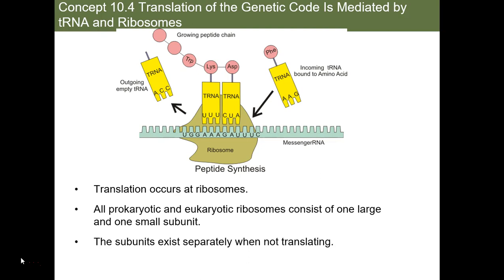Translation then occurs at ribosomes. Ribosomes consist of one large and one small subunit, and exist separately when not translating. Ribosomes are not specific. They can make any type of protein.